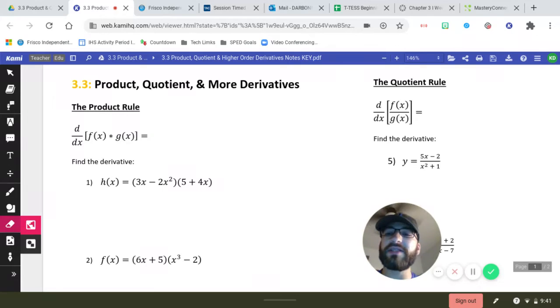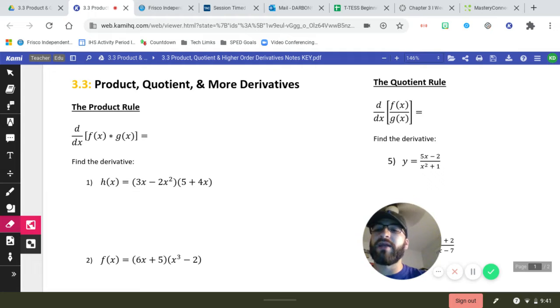All right, y'all. Today we're going to be talking about two new derivative rules, the product rule and the quotient rule. Both of these rules are really just different types of functions we could see, two functions being multiplied or two functions being divided. We're really going to be applying all of the rules we learned last time with basic derivatives. So let's talk first about the product rule.